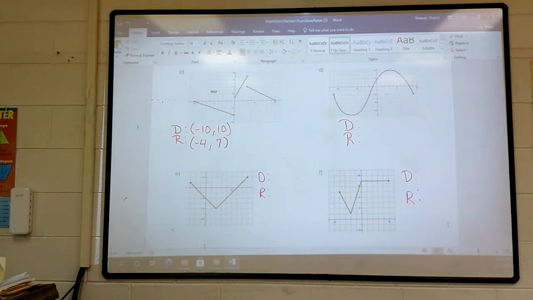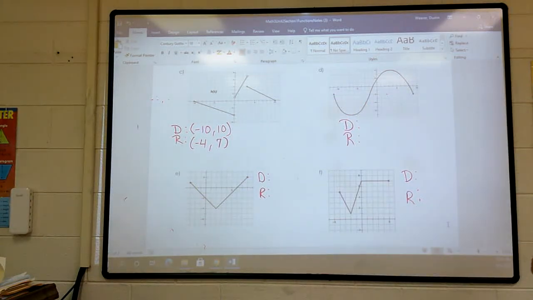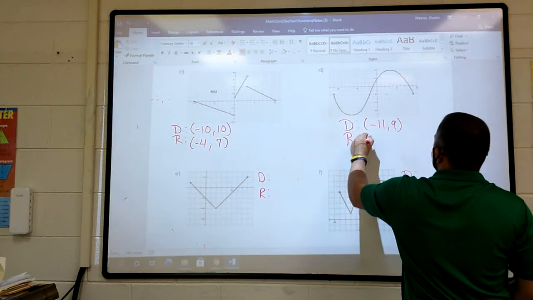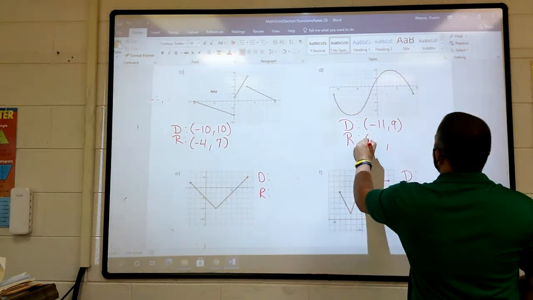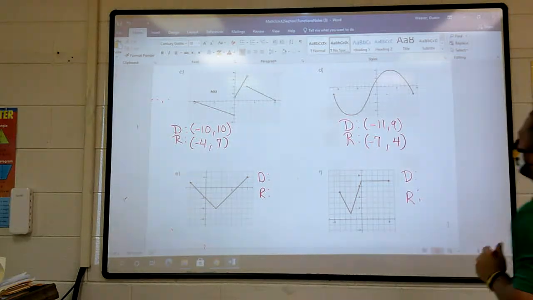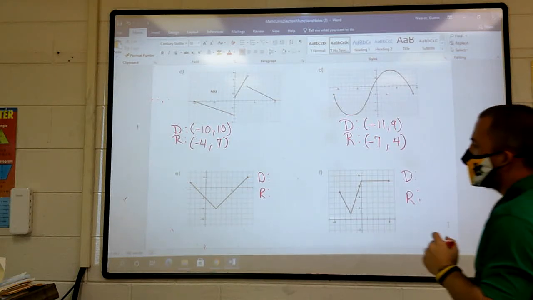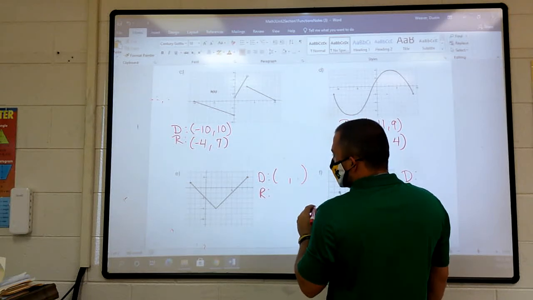The domain here on D, it goes from where? Yeah, -11 to 9. So the domain and range on this one's not too bad. And then the range, the lowest it goes is -7. Yep, that's fine. And the highest is 4. So from -7 to 4. Okay, so let's go to E. We can get that one. Domain.